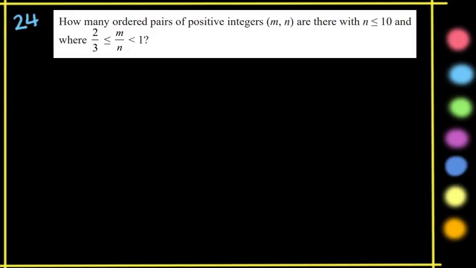Let's take a look at problem 24. This one's a tricky one. It says how many ordered pairs of positive integers m and n are there with n less than or equal to 10 and where you satisfy this inequality.